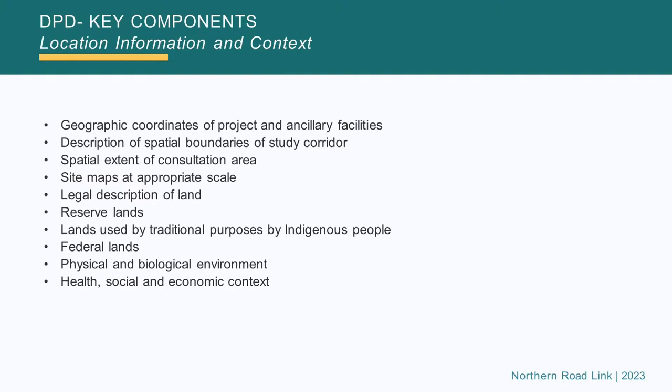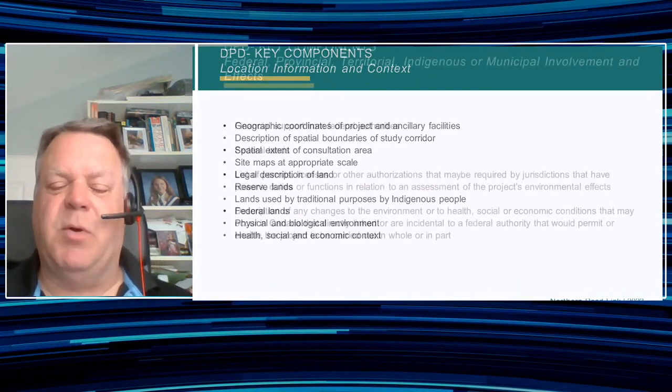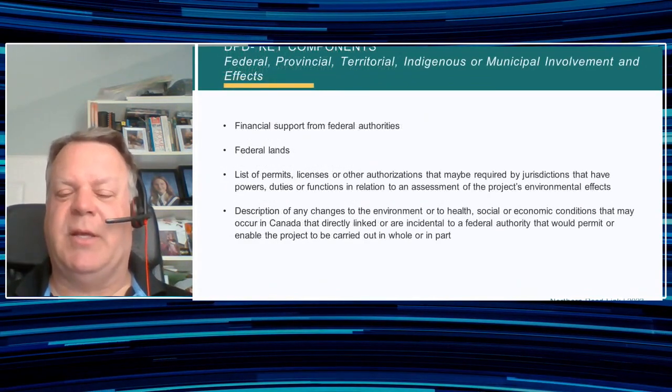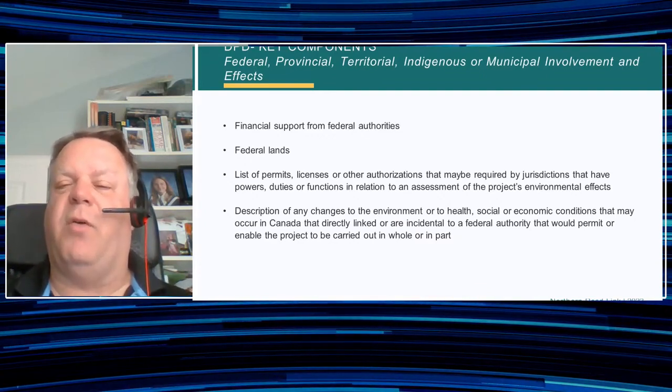Federal lands, physical biological environment, so sort of painting that picture, describing the physical and biological environment of the area within which the project sits, health, social, and economic context or environment as well too. So a lot of information required to help identify that location and characterize the location of the project. So let's move on now to the next slide, which is federal, provincial, territorial, Indigenous, or municipal involvement and effects.